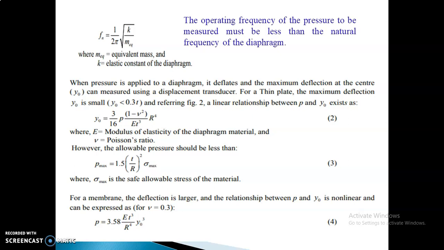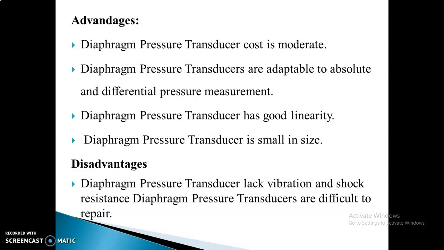Where Y0 is the maximum deflection which occurs in the center portion. When a pressure is applied, there will be a deflection. That is the indication of your Y0. And sigma max is nothing but the stress developed in the material. According to the material, the stress value varies. The third one is your corrugated type. The corrugated type is non-linear in nature, so they couldn't get an expression. So they do not depend on an expression for the third type.